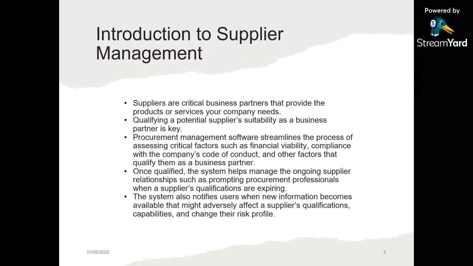So the businesses who don't manufacture the material and who are heavily reliant on suppliers will be scrutinizing the supplier, and they will be qualifying him. Only then will they be onboarding the supplier. So qualifying a potential supplier's suitability as a business partner is key, because they are going to play a vital role in this procurement to pay cycle. And procurement management software streamlines the process of assessing critical factors such as financial viability, compliance with the company's code of conduct, and other factors that qualify them as a business partner.